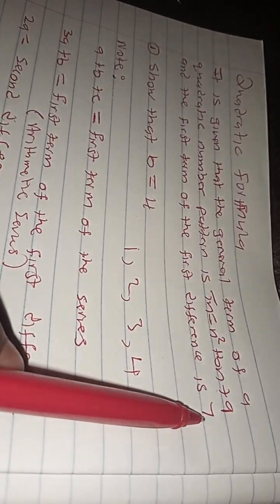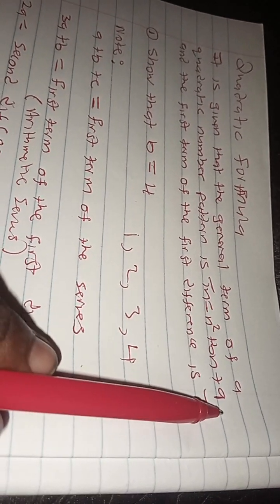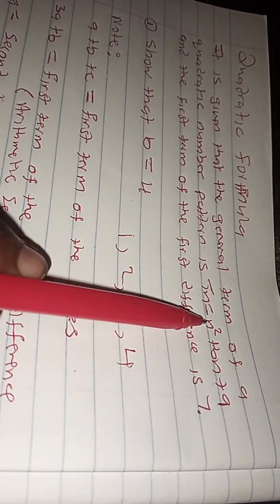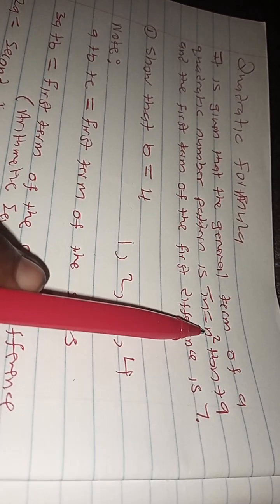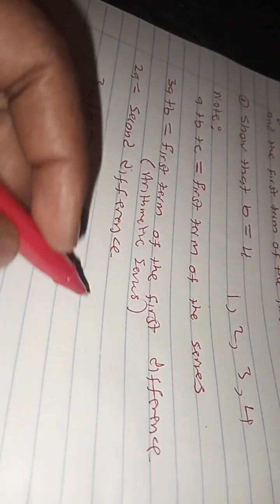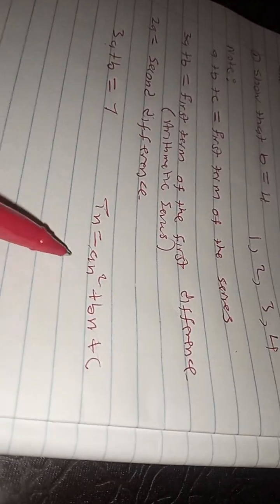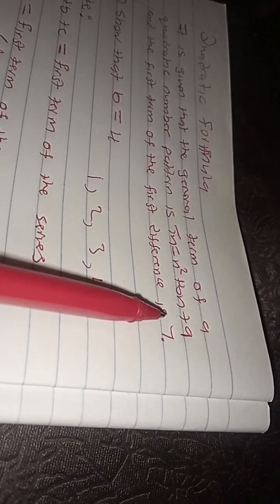we don't know where to get our a, but we want to show that b is 4. When we check our quadratic general term, it's n squared plus bn plus 9. That means the coefficient of n squared is 1, right? Which is a. Again, this pattern is in the form of Tn equals an squared plus bn plus c. So the value of a in this general term is 1. There's an invisible 1 there.